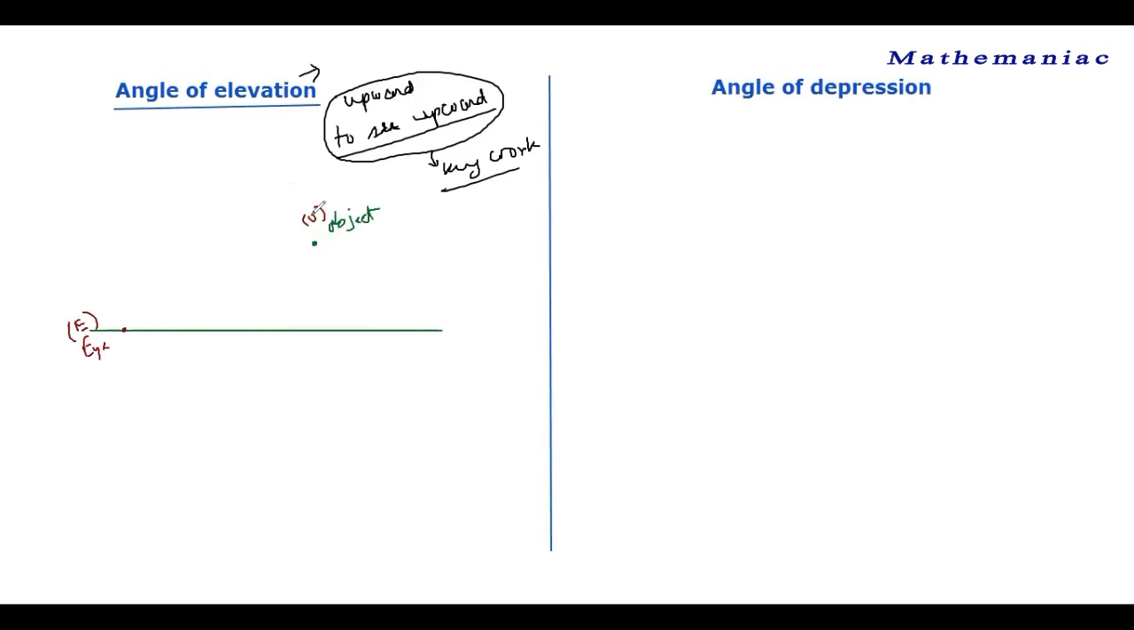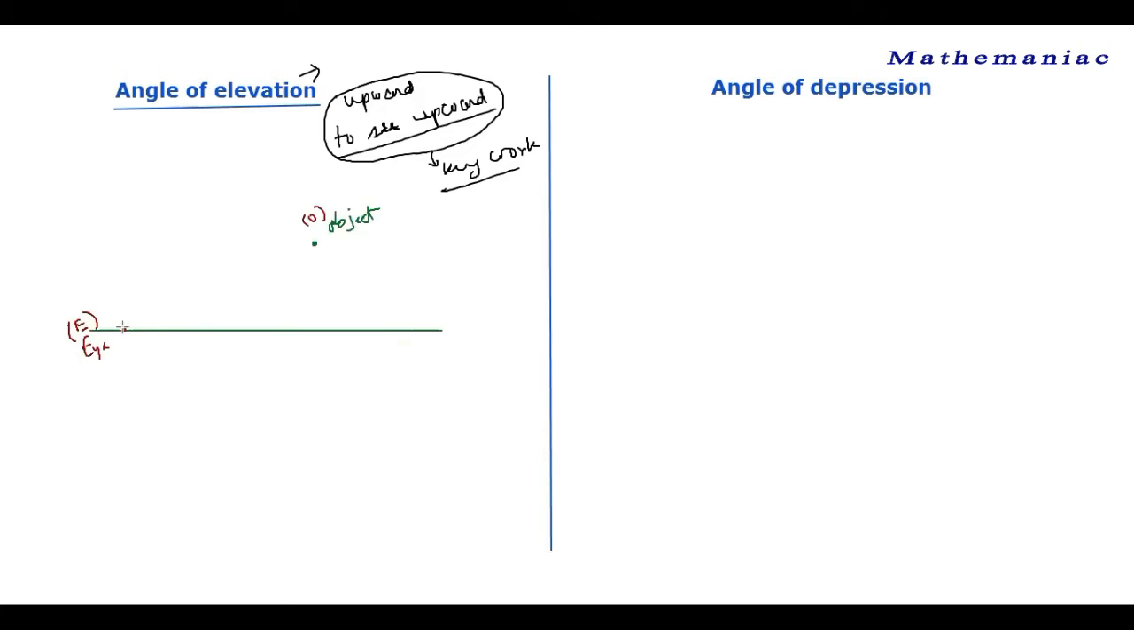What I did, I have drawn a horizontal line. Please make sure this is the basic concept. This horizontal line is an imaginary line passing through the eye of the observer. This is a must. You have to draw it. Once you draw this horizontal line, next what exactly you have to do?